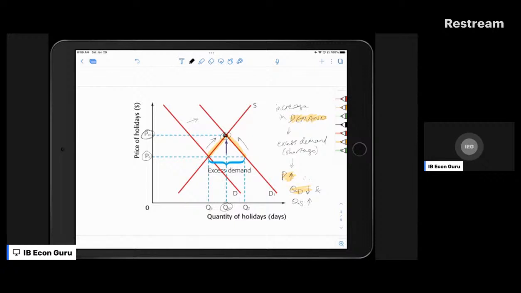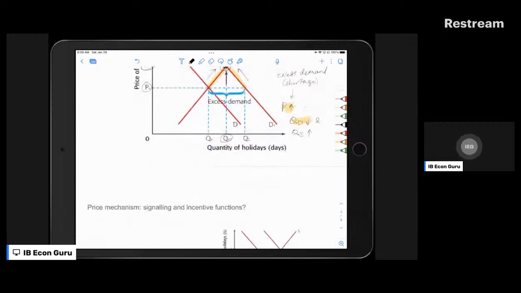You cannot say there was an increase in supply because the supply curve has not shifted. You can say that this rise in price caused an increase in quantity supplied because there was a movement along the supply curve. So this is the first tricky concept I wanted to talk about.